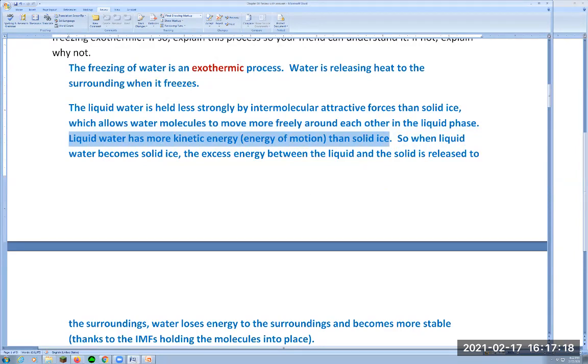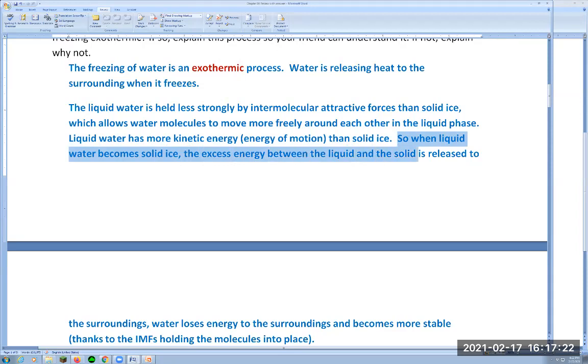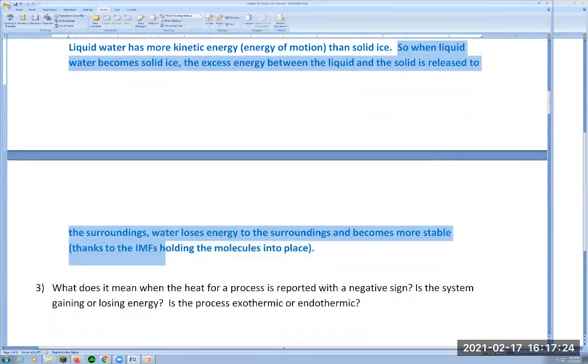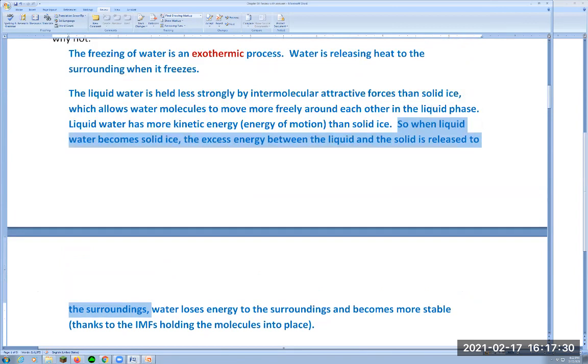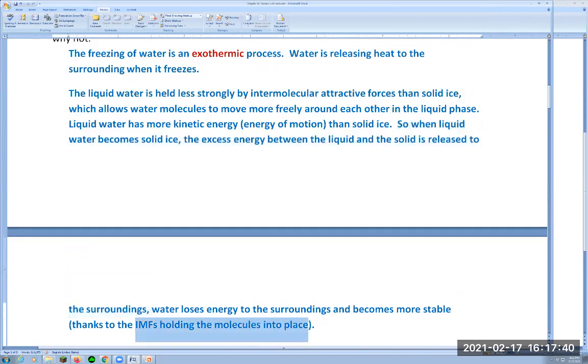So when liquid water becomes solid, the excess energy between the liquid and the solid is released to the surroundings, right? And so that's why it is exothermic. You have a release of energy to the surroundings. Water loses energy to the surroundings and becomes more stable. This time the intermolecular attractive forces are holding the molecules into place. They are just vibrating.